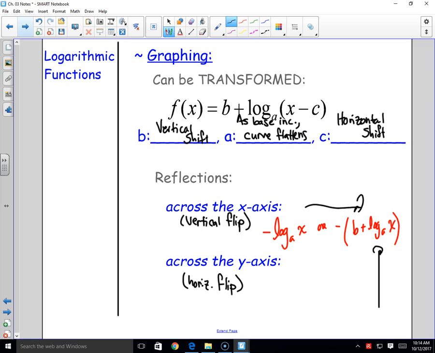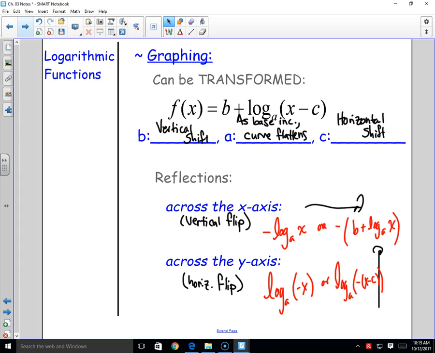Horizontal flip. Where's the negative going to go? Inside. So we're going to have log base A of some sort of negative x, or if it's transformed, it could be like a log base A of a negative, ooh, that would be gross. Well, somehow there has to be a negative inside the argument with the x value. Does that make sense?